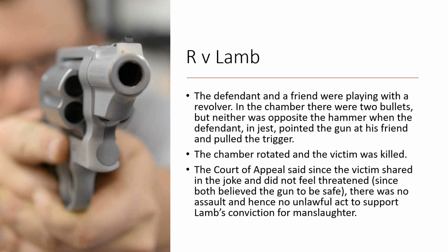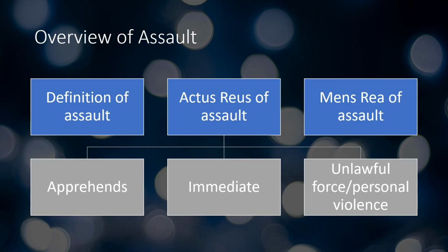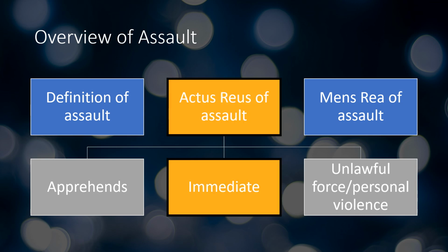Now in this case the victim shared the joke, and there was evidence of this, and so as a result he believed the gun to be safe. There was no assault because the other person did not fear unlawful violence, thinking the gun couldn't shoot. So apprehend means to become aware of. It means to be aware of the danger. We need now to consider what immediate means.